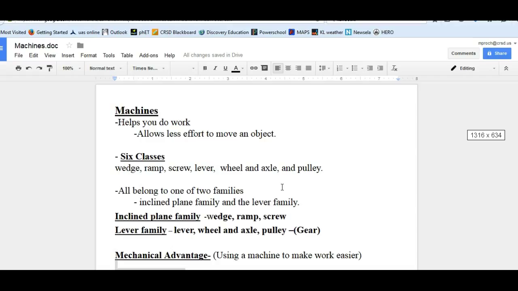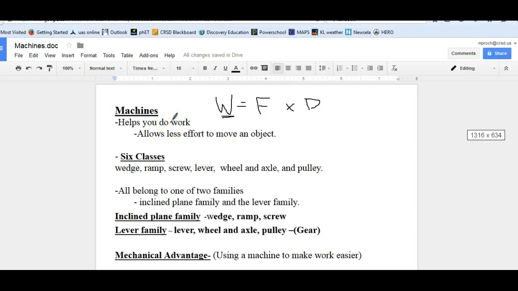We've been looking at work, and work is just applying a force, and the object moves a certain distance, and you can measure that by just multiplying the force times the distance. So we have work equals force times distance.